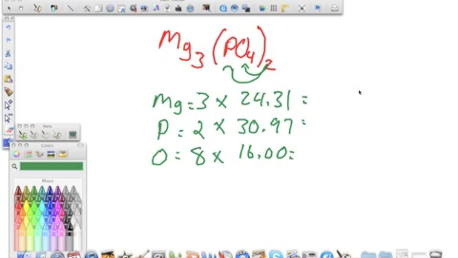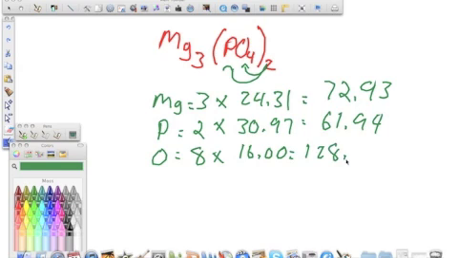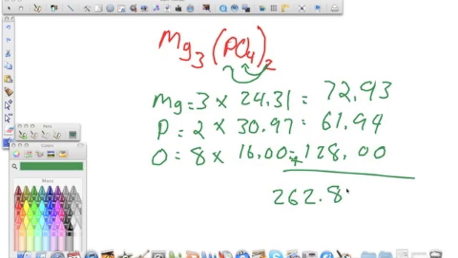Multiply those out, and we should get 72.93, 61.94 and 128.00. Add those guys up and we should get a gram formula mass of 262.87, and that's grams per mole of magnesium phosphate.